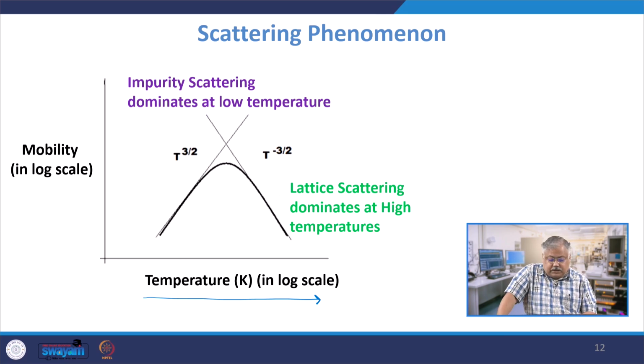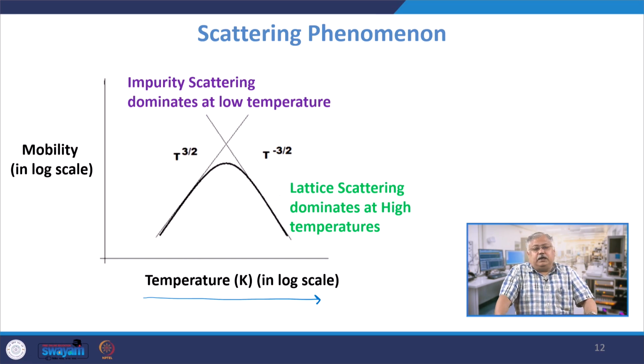At lower temperatures, impurity scattering dominates, and it goes as T to the power 3 by 2, a positive 3 by 2, which means that as the temperature increases, the mobility starts to become larger and larger. That is the reason you see here that impurity scattering dominates, and at higher temperature lattice scattering starts to dominate. Impurity is the impurity atoms which you have given by virtue of doping, and lattice scattering is not only the dopant species, the silicon atoms which are sitting at their fixed places also tend to scatter the electron, and therefore mobility starts to fall down.